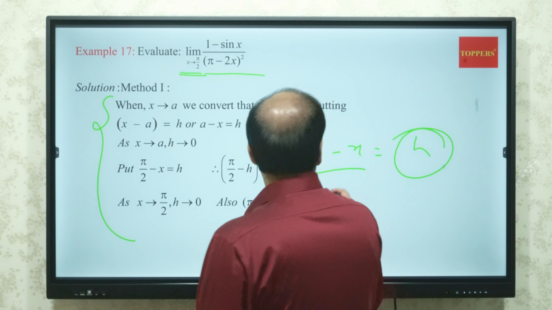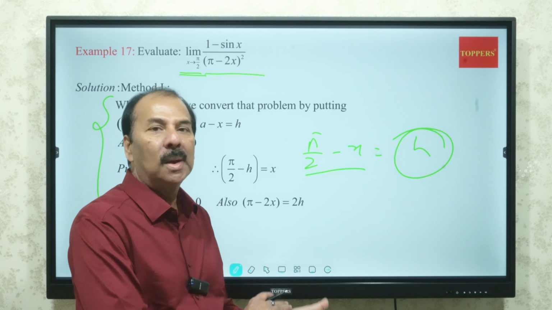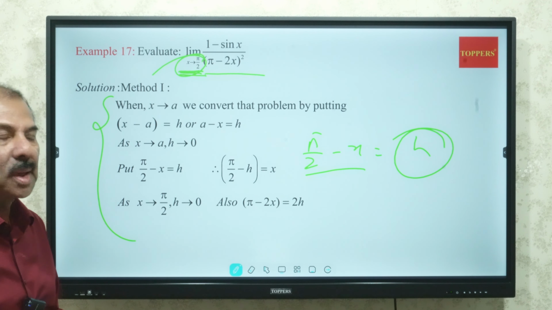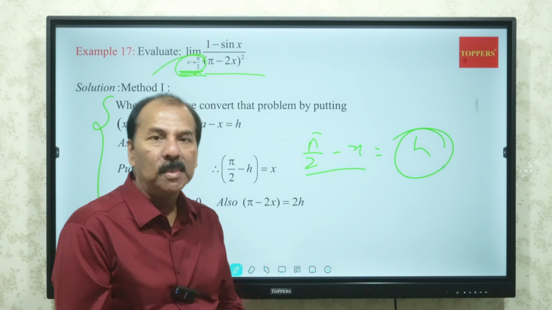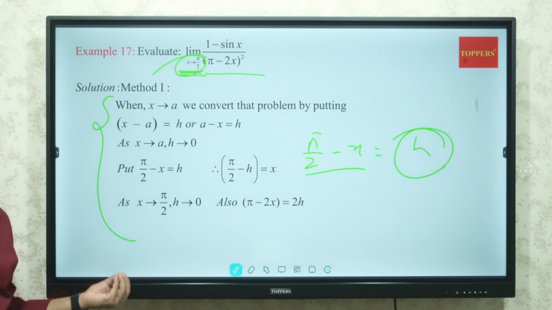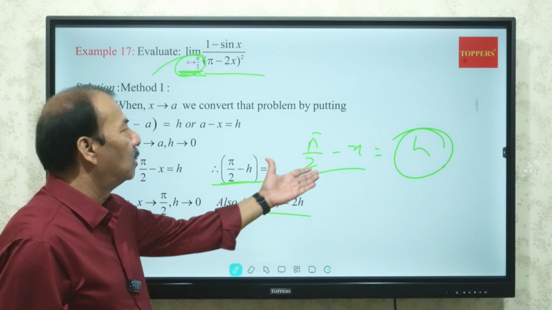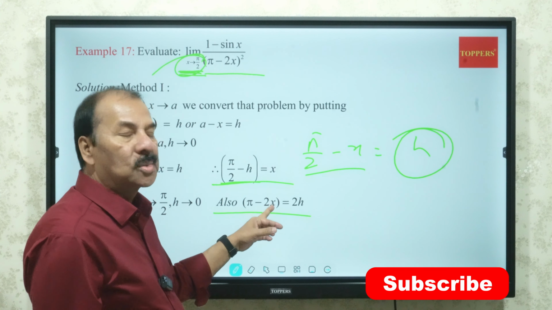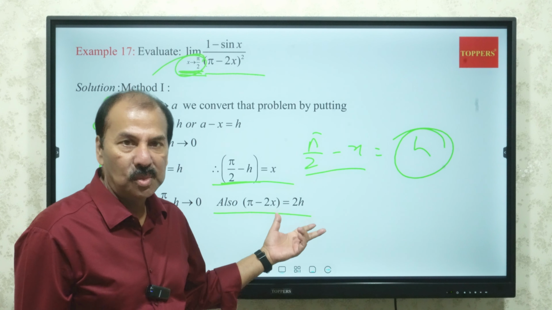So accordingly you can consider pi by 2 minus x, because x tends to pi by 2. X tends to pi by 2 means pi by 2 minus x is equal to, suppose, h. So when x tends to pi by 2, this will tend to 0. So when this tends to 0, my problem gets converted into the standard format, and then only I will be able to make use of those standard relations. So from this you can take LCM, or you can leave it in this form, and you will get pi minus 2x equal to 2h. When x tends to pi by 2, this becomes pi minus pi, that is 0, so h tends to 0.